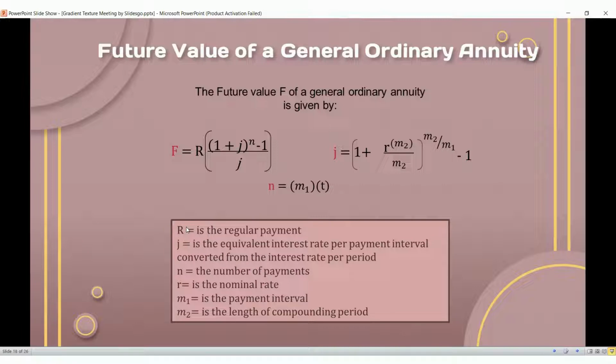R is the regular payment. j is the equivalent interest rate per payment interval converted from the interest rate per period. n is the number of payments. The small letter r is the nominal rate. m sub 1 is the payment interval. m sub 2 is the length of compounding period.